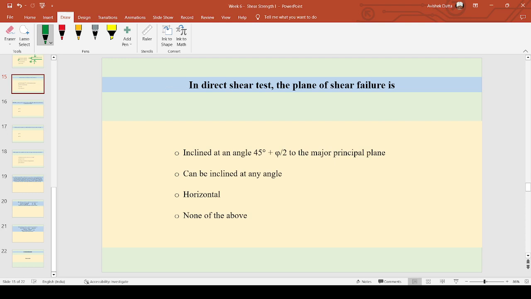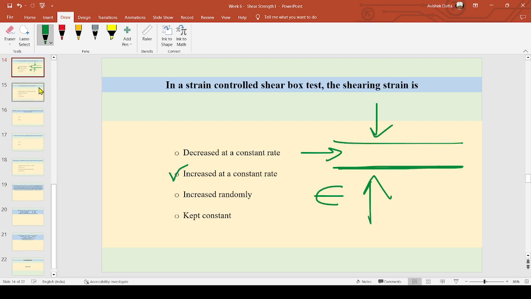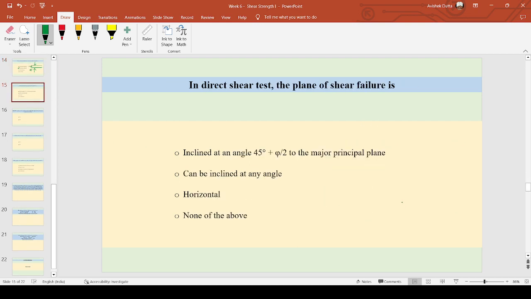In a direct shear test, the plane of shear failure is. Now, as I have shown in the previous diagram, I will also show it over here once more. If this is the soil sample in a shear box, and the normal stress is applied over here like this, and this is the direction of the shear stress. This is tau applied over here, this is sigma applied over here, and this is completely horizontal.